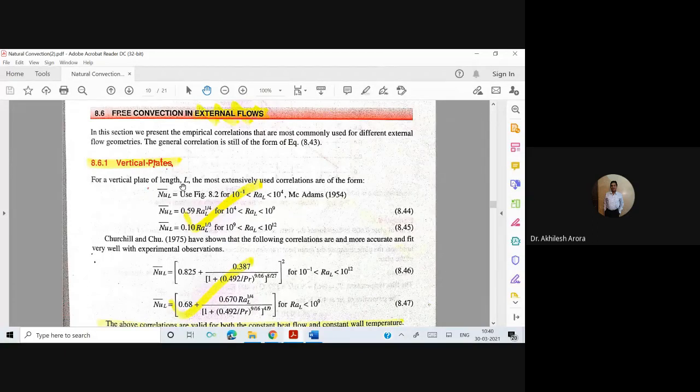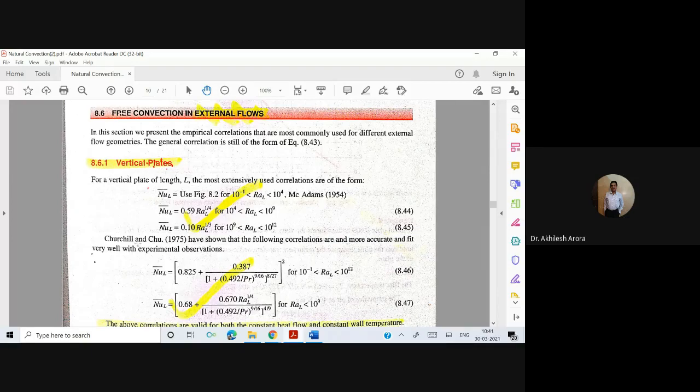For a vertical plate of length L, the most extensively used correlations are of the form given by these various equations. This one is valid for Rayleigh number varying between 10 to the power 4 and 10 to the power 9. And if the Rayleigh number varies between 10 to the power 9 and 10 to the power 12, then this is the correlation for the Nusselt number. The first case is for laminar flow, it's evident because the Rayleigh number is less than 10 to the power 9, and this correlation 8.45 is valid for turbulent flow.